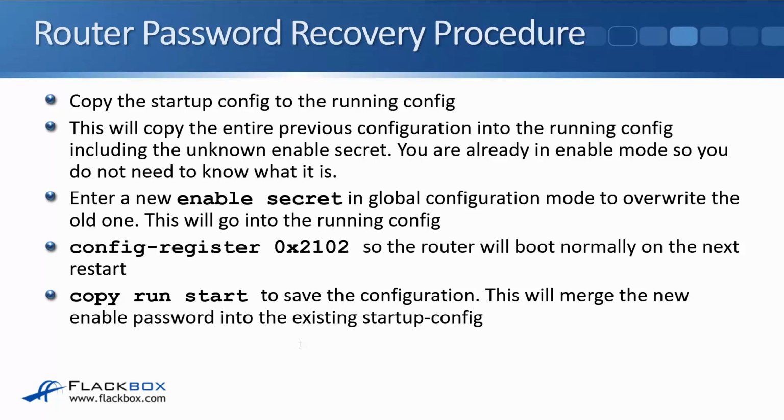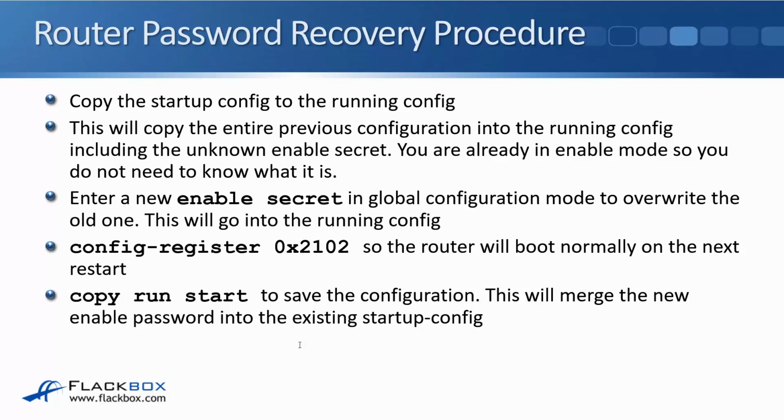Okay, so don't forget to copy the startup config to the running config at that point. That will copy the entire previous configuration into the running config, including the unknown enable secret. But you're already in enable mode, so you don't need to know what that enable secret was. You then enter a new enable secret in global configuration mode to overwrite the old one, and that will go into the current running config.